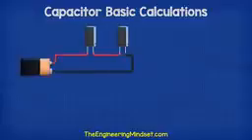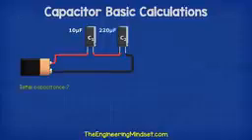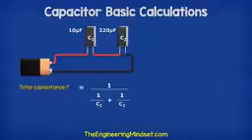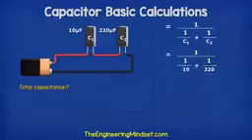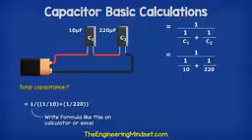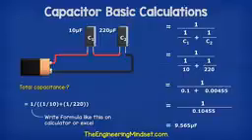What if we had 2 capacitors connected in series? Again, capacitor 1 is 10 microfarads and capacitor 2 is 220 microfarads. How do we find the total capacitance? For that, we use this formula. It might look difficult, but it's actually very simple. All we need to do is input our capacitor values of 10 and 220 microfarads. We can type it like this on our calculator or into Excel, which gives a total of 9.56 microfarads.